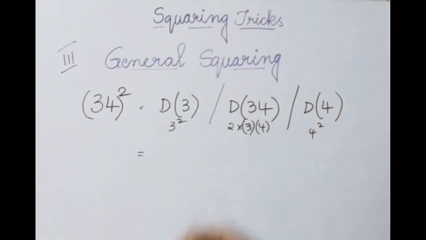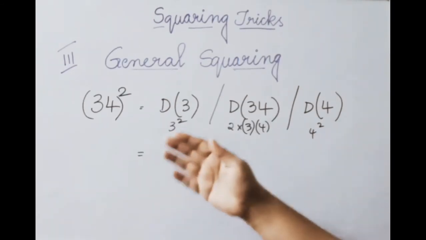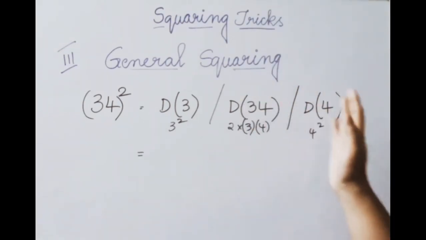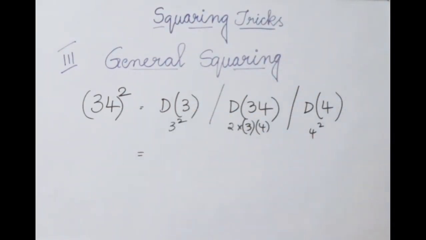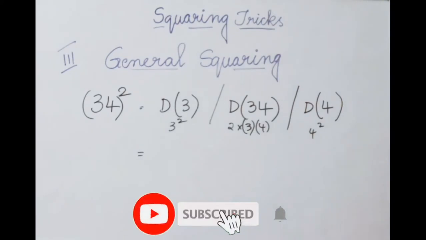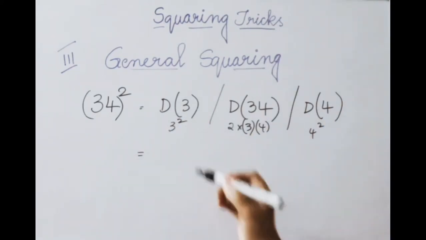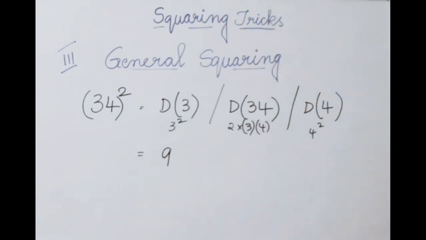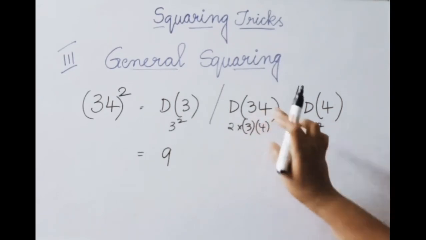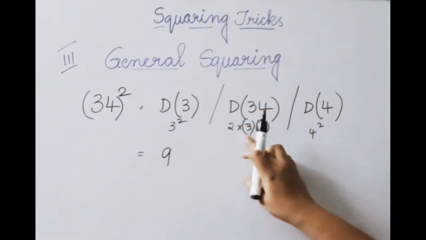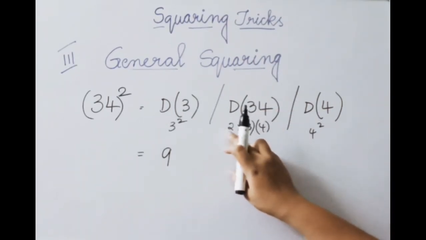See the example, 34 square. This squaring can be done in 3 parts: the duplex of the first digit, the duplex of the 2 digits, and the duplex of the last digit. Duplex of 3 means 3 square, that's 9. Duplex of 34 means twice the product of these two numbers. 4 3s are 12, 12 2s are 24.